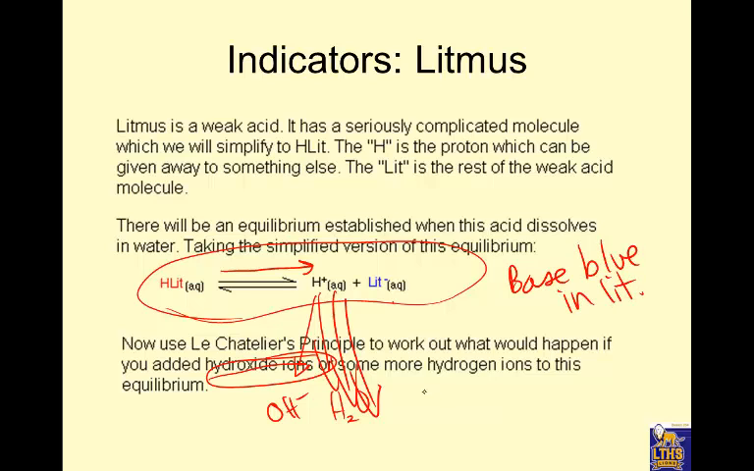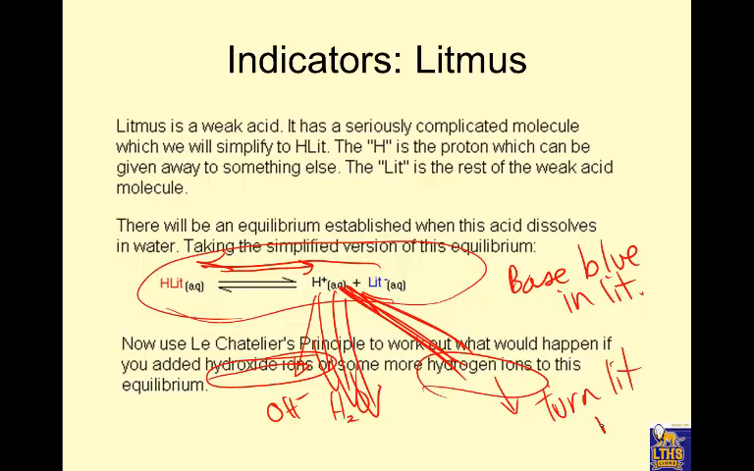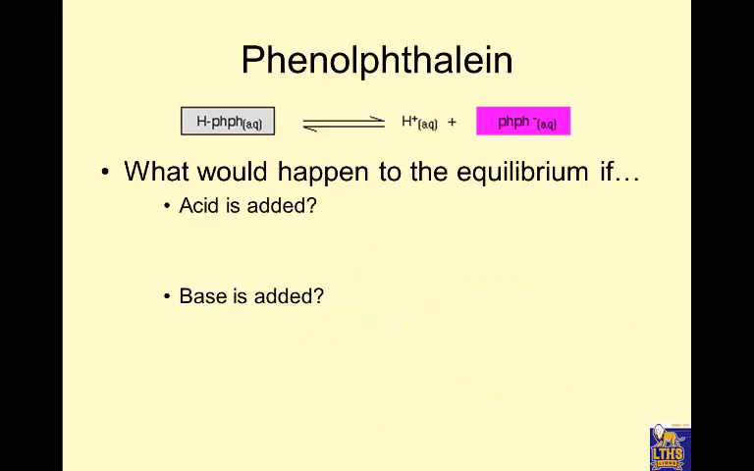All right. What if we add more H+? If we add more H+, we're adding more in, and we're going to shift the equilibrium to the left, and so acid turns litmus red. Acids turn litmus red because you're adding more hydrogen, you're shifting the equilibrium, and litmus is going to be red. Okay. Phenolphthalein is another indicator that's very similar, but with different colors.